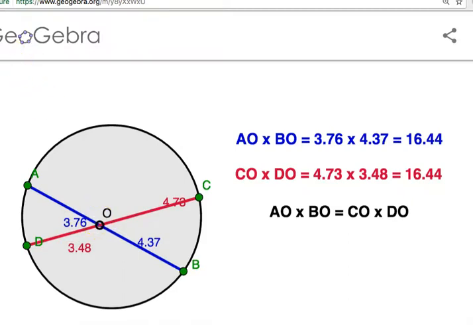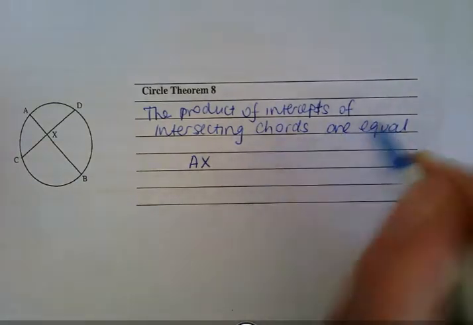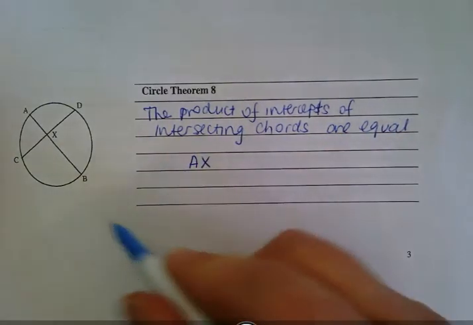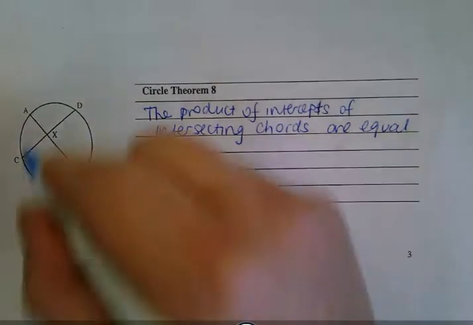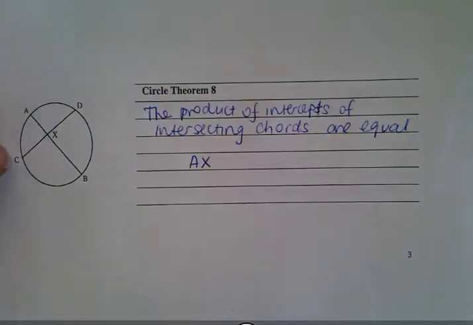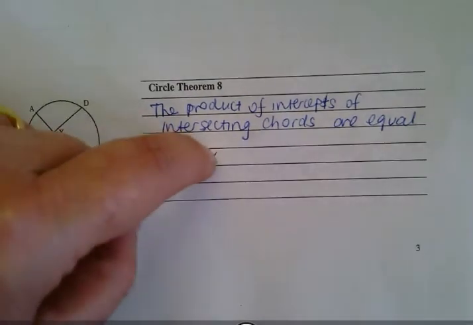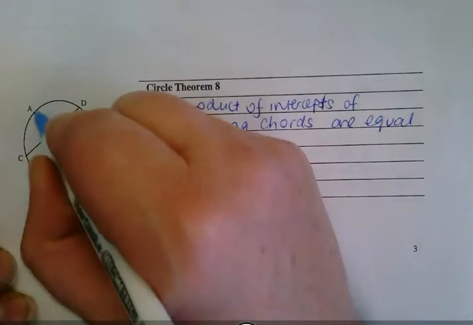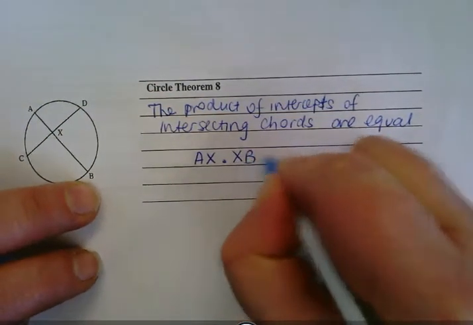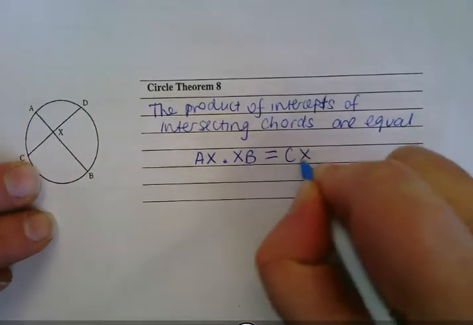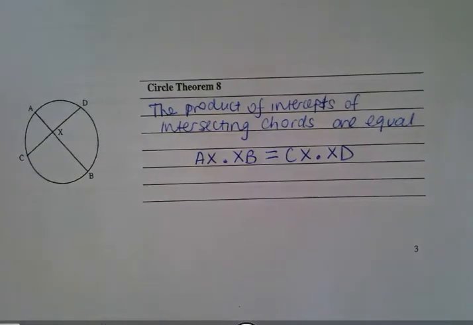That's that theorem. Theorem 8 is that the product of intercepts of intersecting chords are equal. So the product of the intercepts, the cut-off bits. Because AB intersects CD, they're intersecting chords, but the product of the intercept lengths, so AX times XB equals CX times XD. That's theorem number 8.